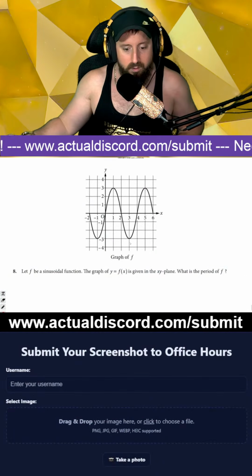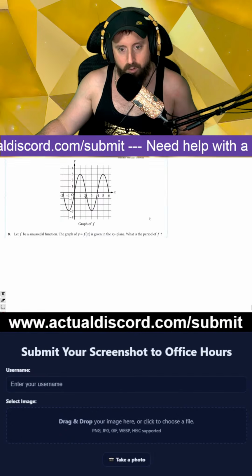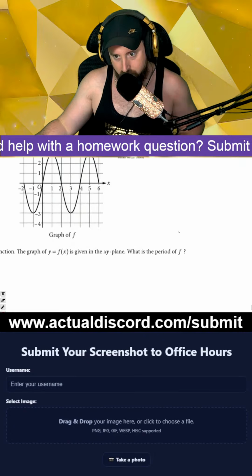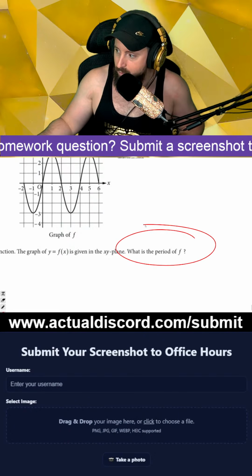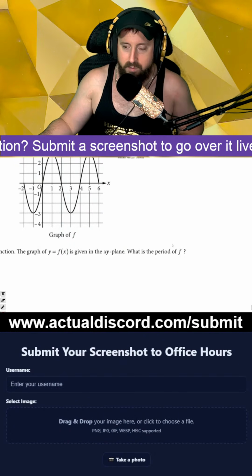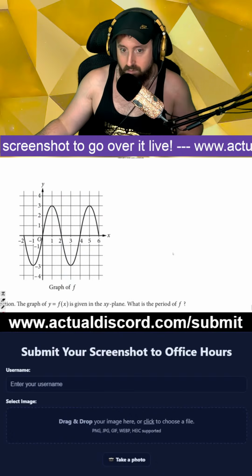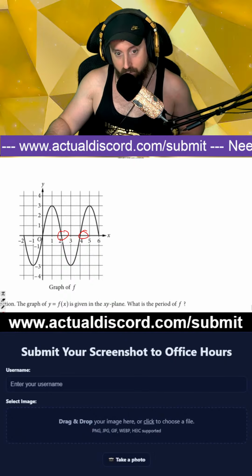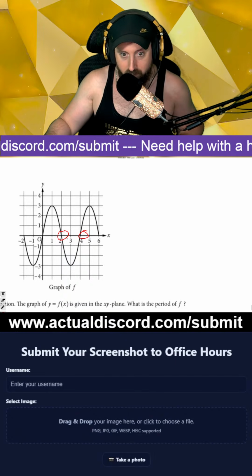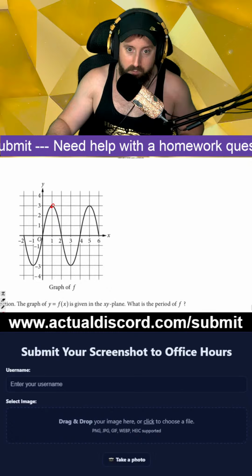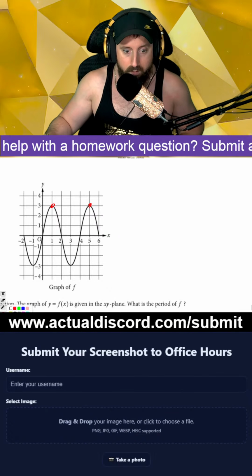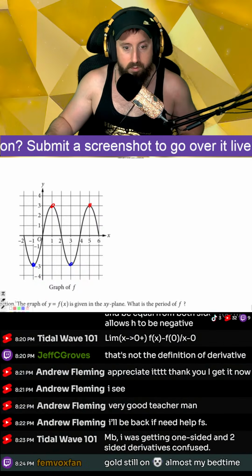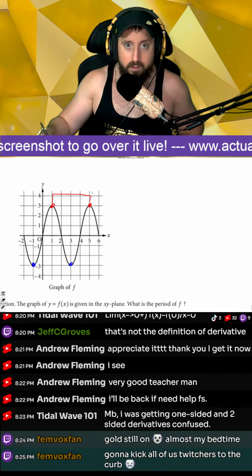Okay, let's try to do this. Let f be a sinusoidal function. The graph of f of x is given in the xy plane. What is the period of f? Cool. So period, YT, is the distance between two peaks or between two troughs. It is not the distance between two zeros. That is not true. You have to very specifically go from here to here or from here to here. Okay. So let's look at, for instance, this distance.